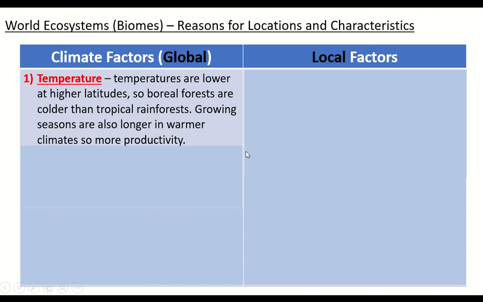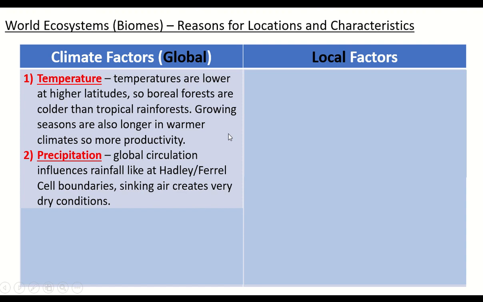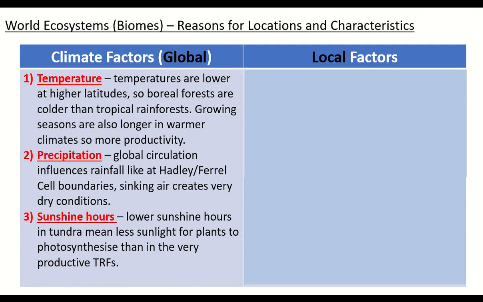So that's one of the reasons that you'd find the rainforests where you find the rainforests and the tundra where you find the tundra. The second climate factor is precipitation. So again, this is why climate's important. Now this ties back into global circulation cells. So Hadley cells, which rise at the equator, creating all that rainfall as the air rises, and Ferrel cell boundaries as well. And then you've got your sinking air at the poles, which create very dry conditions, and you've got the sinking air around sort of 30 to 40 degrees north and south of the equator where you find your deserts.